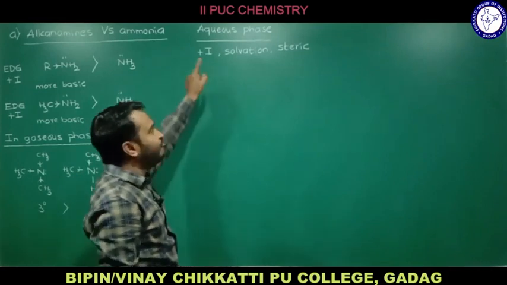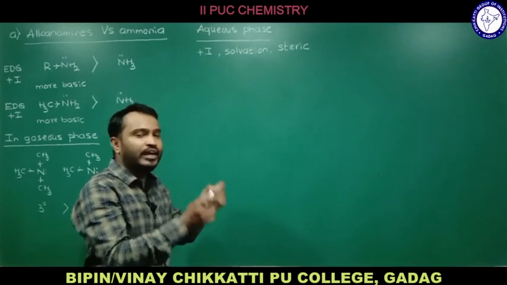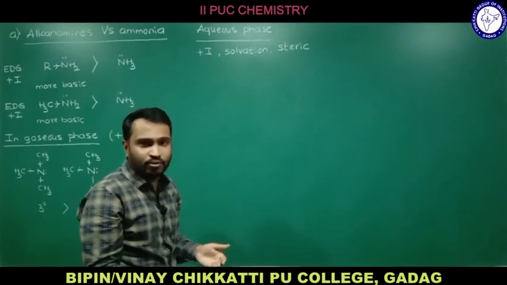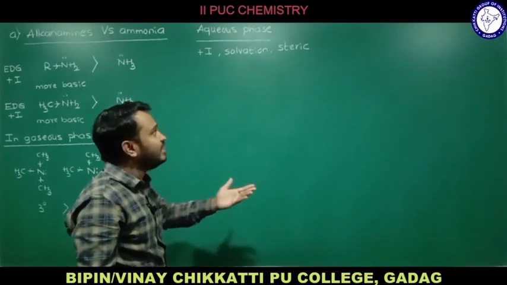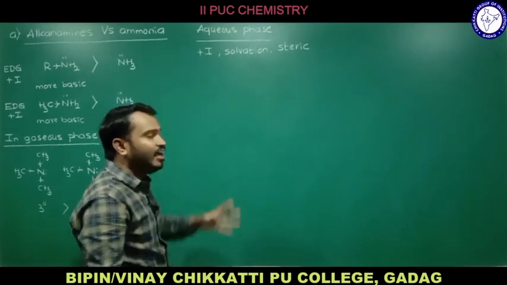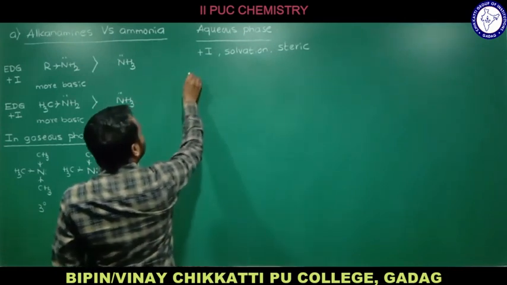So the plus I effect, as we know, is mainly due to electron donating groups that donate electrons, so that the electron density on nitrogen increases. Because of that, if there is a plus I effect, the basicity is also increased. Now we'll see what happens with solvation.